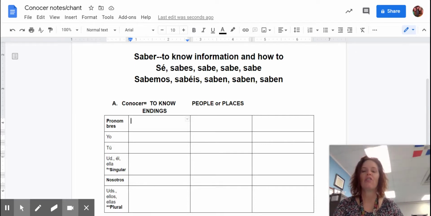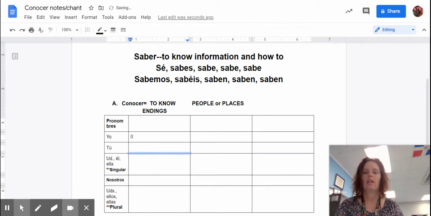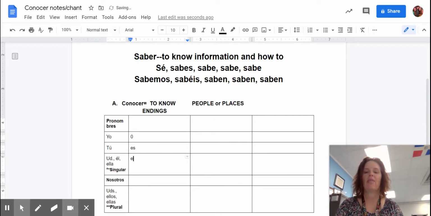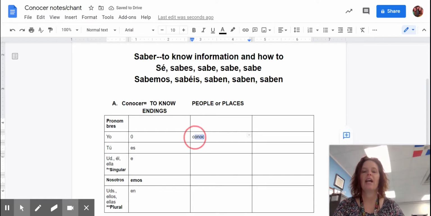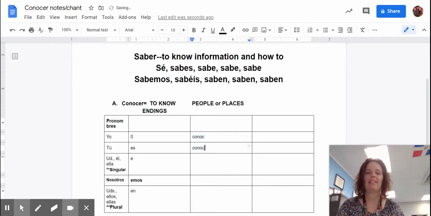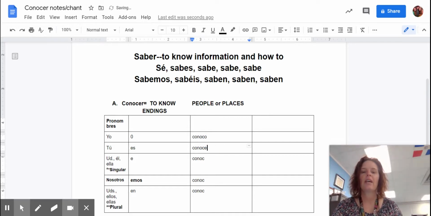The endings for ER verbs are O, S, E, hemos, and N. The very first thing we do to conjugate any verb is we drop the last two letters. So in this case, drop the ER, and I would have conos, and I'm going to copy and paste conos all the way down. Then I would add my endings, which would be O, S, E, hemos, and N.